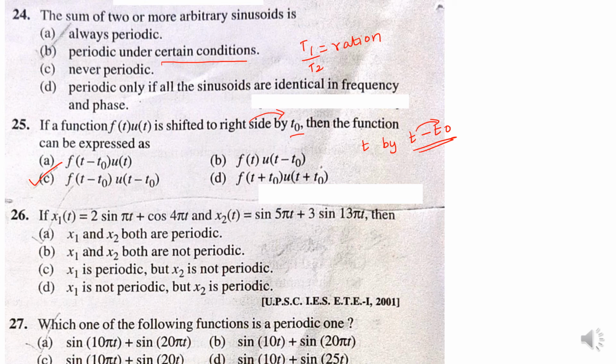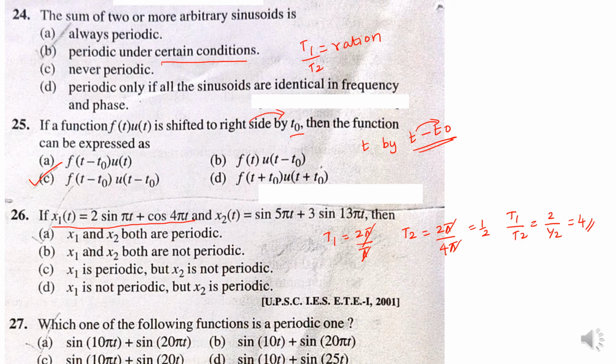Then x1 of t is 2 sin pi t plus cos 4 pi t. x2 of t is sin 5 pi t plus 3 sin 13 pi t. So first take the signal number 1. Here find out T1. T1 is 2 pi by pi. What is T2? T2 is 2 pi divided by 4 pi. So pi gets cancelled. Here 1 by 2. Now T1 by T2, what is the answer? 2 divided by 1 by 2. It is a rational number. So this one is periodic.